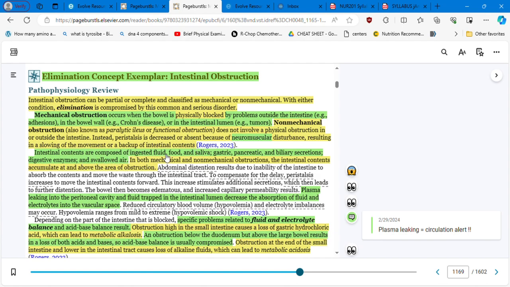Intestinal contents are composed of ingested fluid, food, and saliva, gastric, pancreatic, and biliary secretions. So when we say gastric, we are talking about our gastric acid, hydrochloric acid, for example. In pancreatic, we are talking about lipase, amylase, protease, okay? And biliary, we are talking about our bile, okay? All these digestive enzymes and swallowed air.